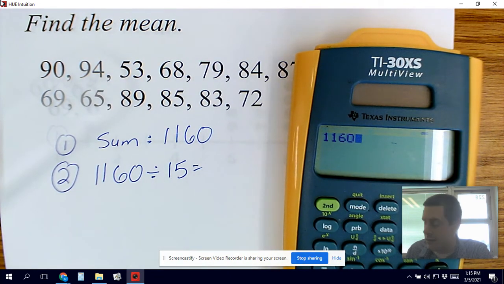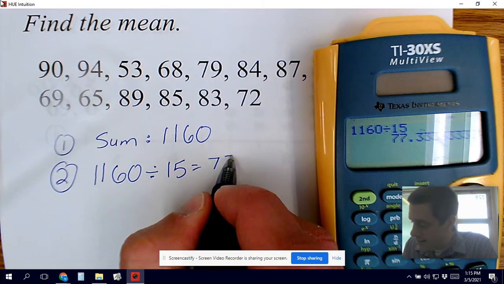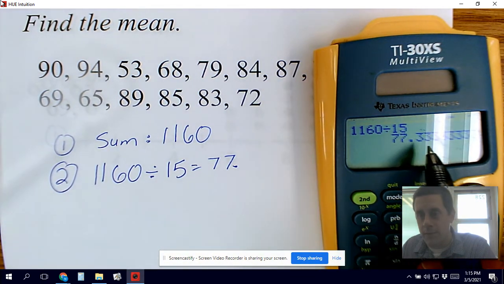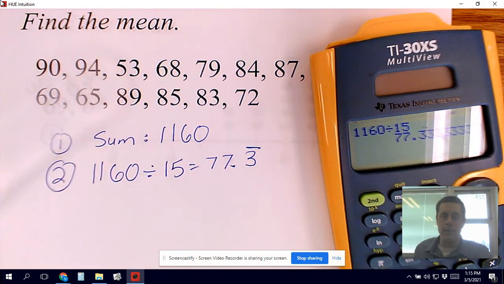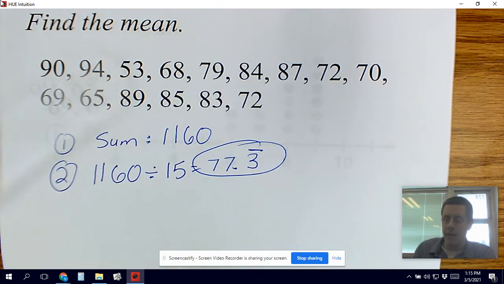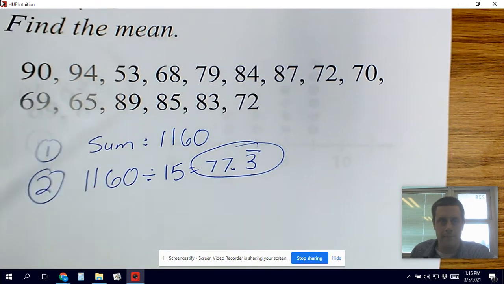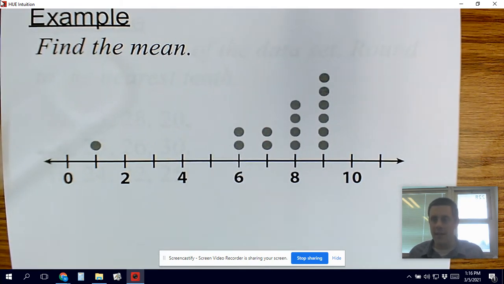Into my calculator. 1,160 divided by 15 gives us a mean of 77 point, and you see how my 3 is repeating? We're going to write that 3, and to show that repetition, we're putting a repetend bar on top. So 77.3 repeating is the mean or the average of that data set. All right, boys and girls, one last example. This time, instead of a data set, we're given a dot plot of values on this number line.